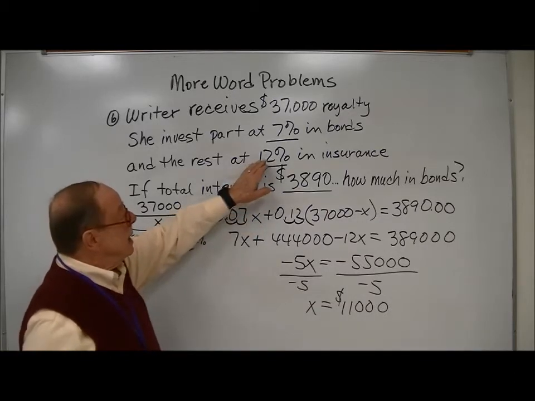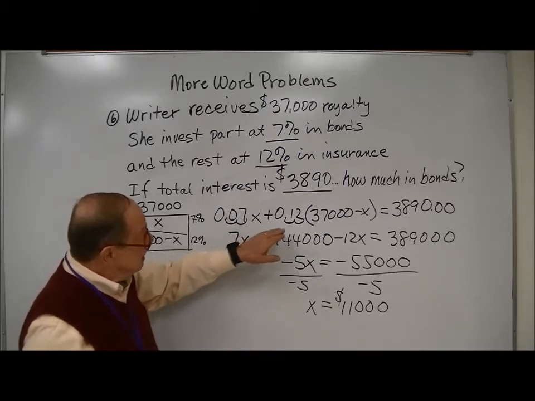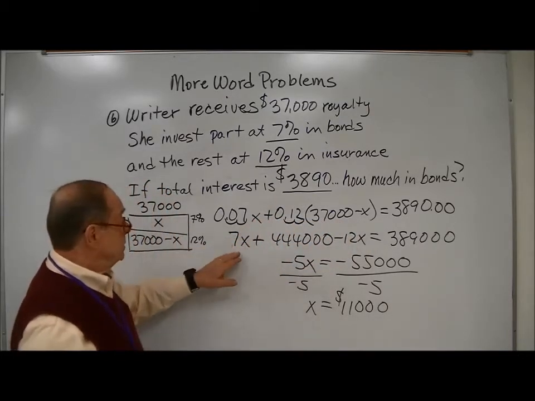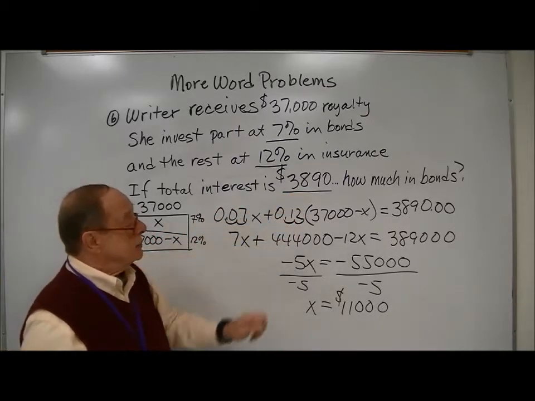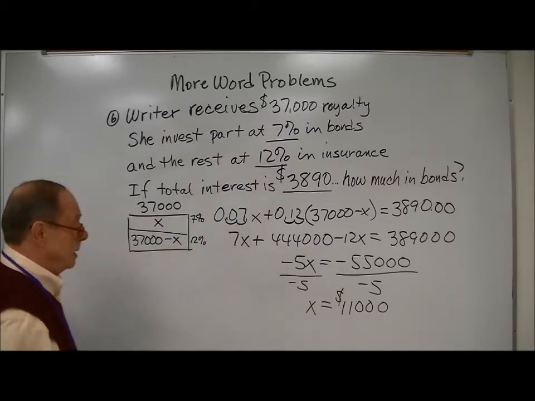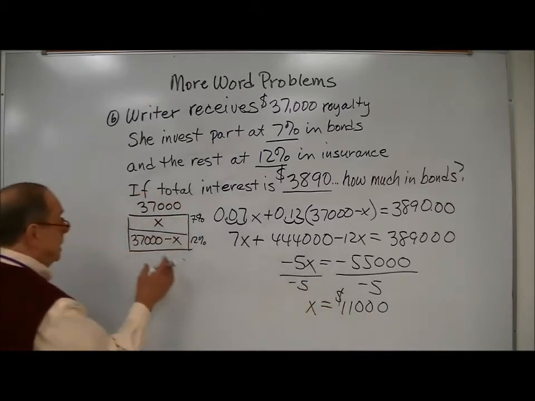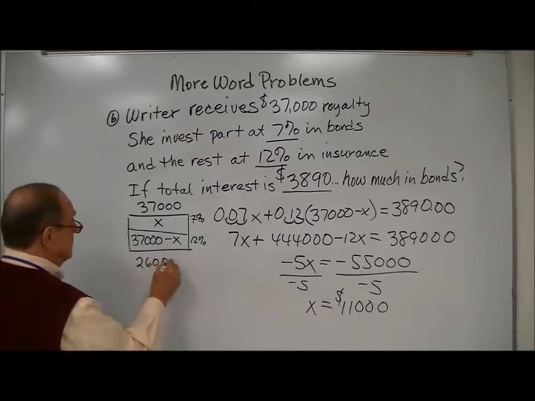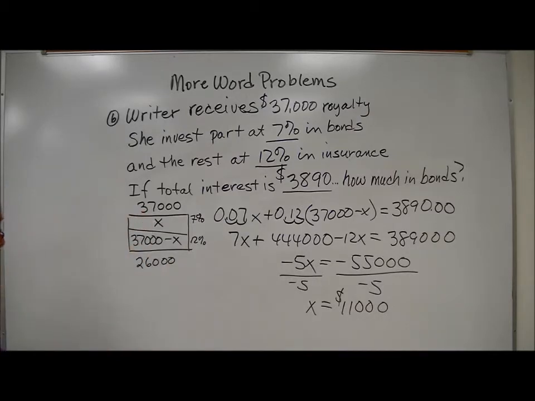Now, if they wanted to have the other amount, we could have made the other amount the x and the 7% this, but it's much easier designating the unknown as the amount you're looking for, like in this case for bonds. Now, to find out what would be invested, we would subtract 11,000 from this, and that would give us 26,000 at the 12%, which was the insurance.